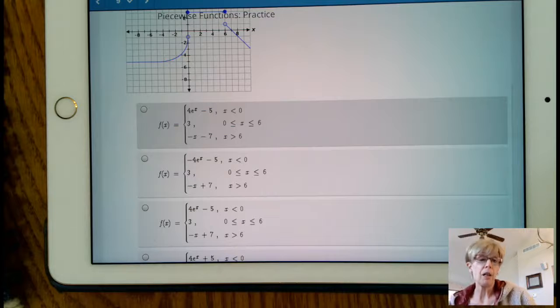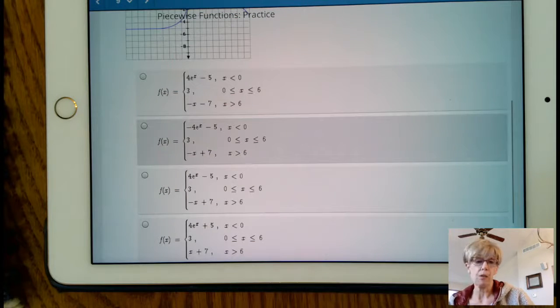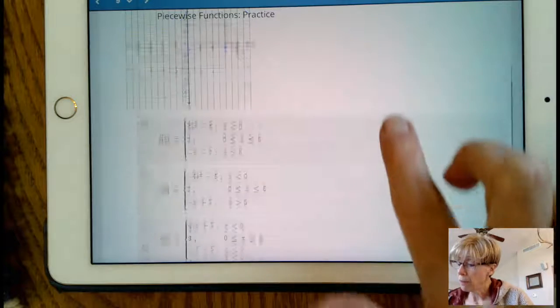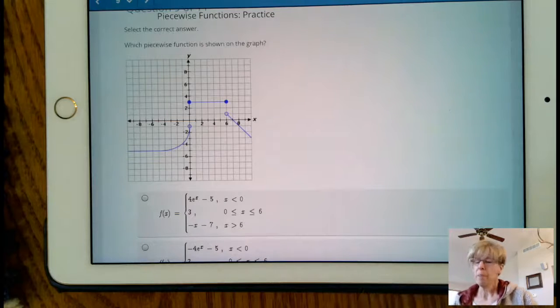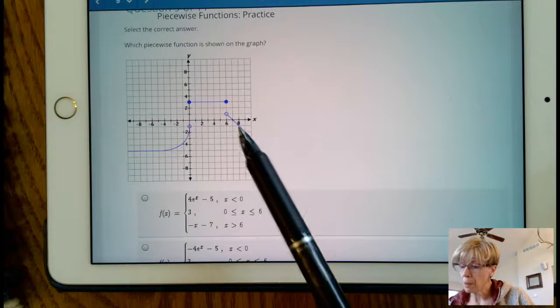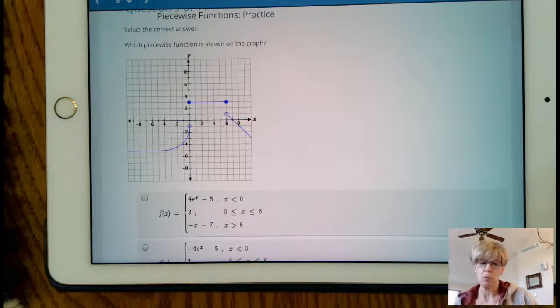The function is f of x equals 3, which all 4 of the answers have. And we've got a filled in circle on either end of those, which all 4 answers have. So that's not going to help us identify which answer it's going to be. So the next part I'm going to go to is this line right here.